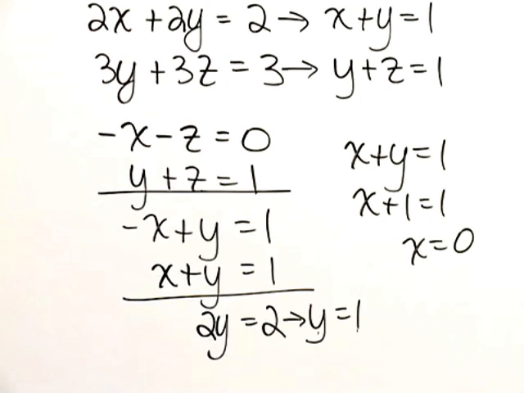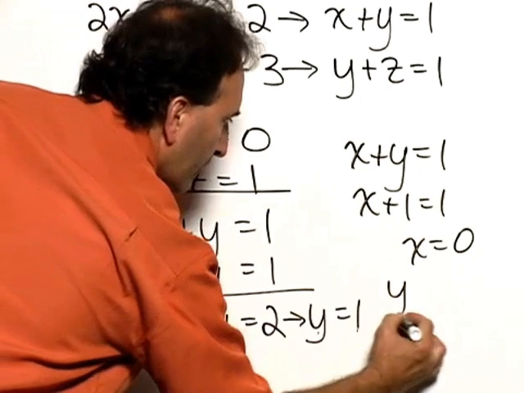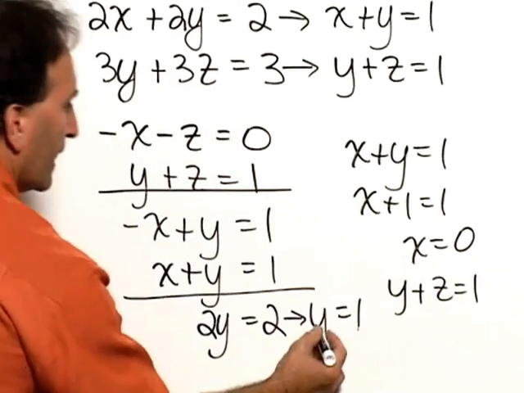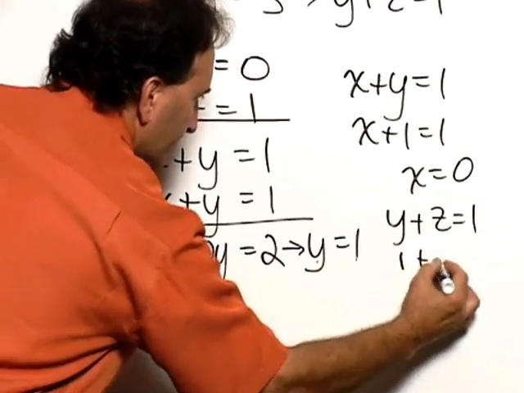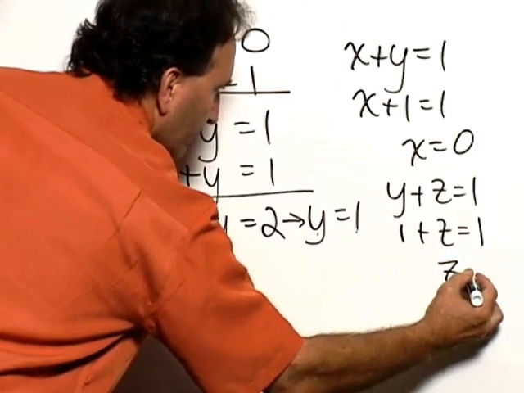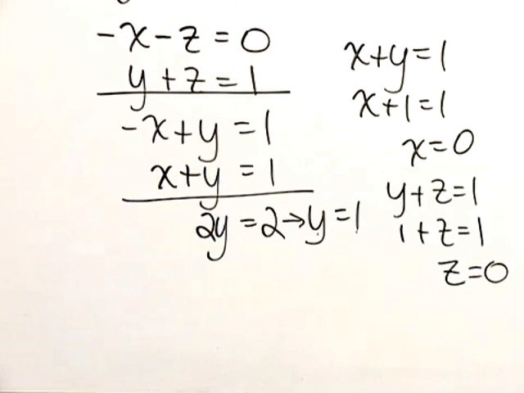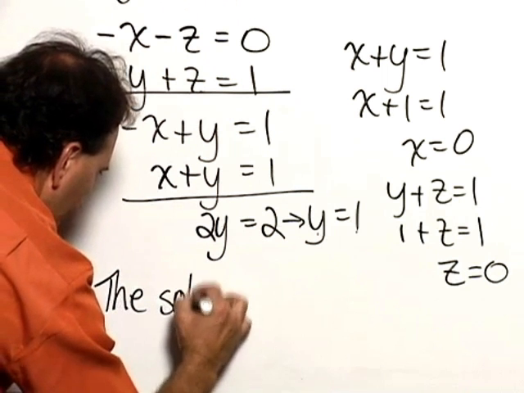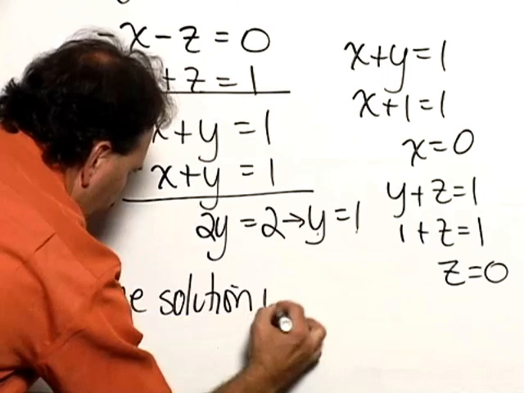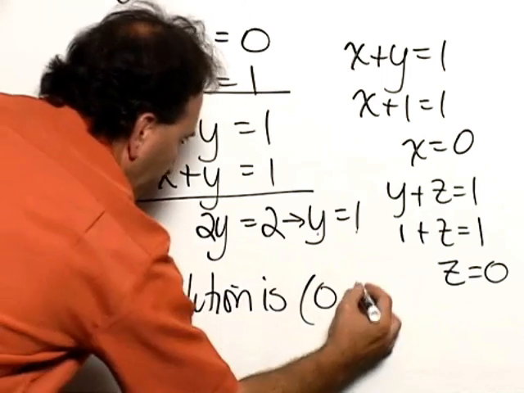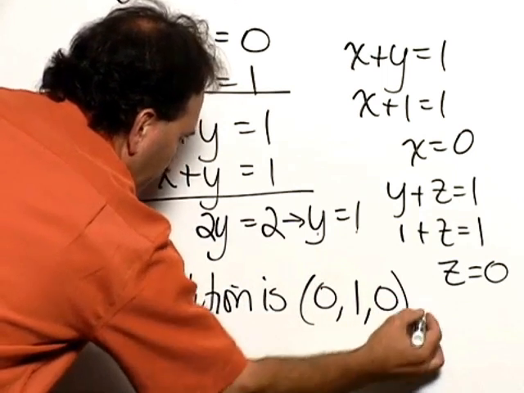I can go to the third equation, y plus z equals 1. Substitute in 1 for y. 1 plus z equals 1. Subtract 1 from each side to get z equals 0. So the solution is the point x equals 0, y equals 1, z equals 0.